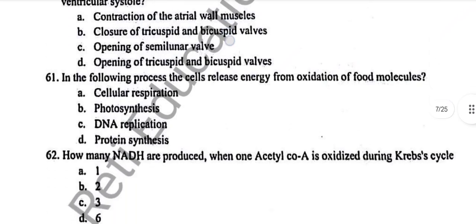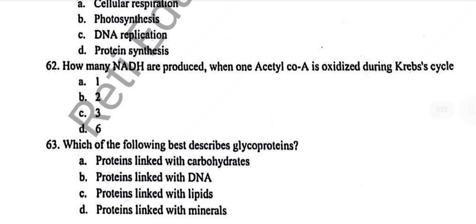Question number 61. In the following process, the cell releases energy from oxidation of food molecules. A. Cellular respiration, B. Photosynthesis, C. DNA replication, D. Protein synthesis. The correct option is A. Cellular respiration converts chemical energy in glucose into ATP. Photosynthesis produces glucose. DNA replication copies DNA. Protein synthesis builds proteins.